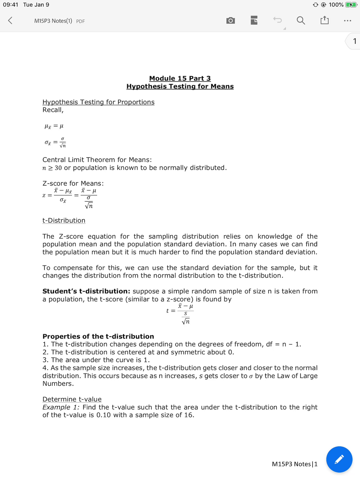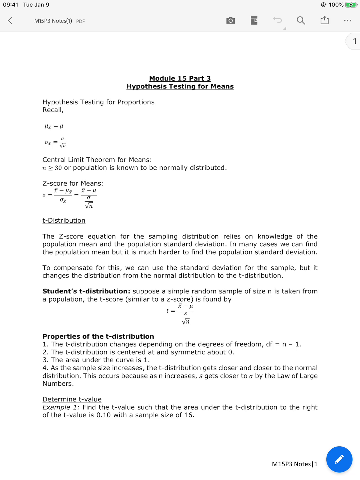From Module 12, the mean of the distribution of the sample mean is equal to the population mean. The standard error is the standard deviation of the population over the square root of n. The central limit theorem says our distribution is normal if we have a sample size of at least 30 or our population is known to be normal. And the z-score equation was the sample mean minus the mean of the distribution, or the population mean, divided by the standard error, so sigma over the square root of n.